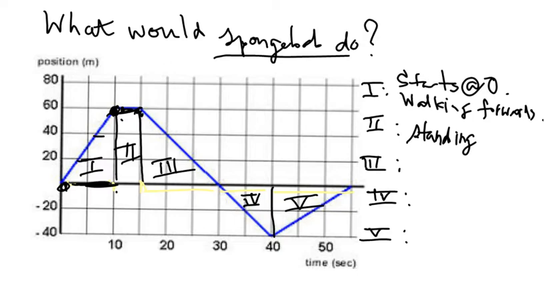Now, right here at 15 seconds, his position starts to decrease again. So if it's decreasing, he is walking backwards. I'm just going to say BWS for backwards. And then he's walking towards our zero, or towards our origin.